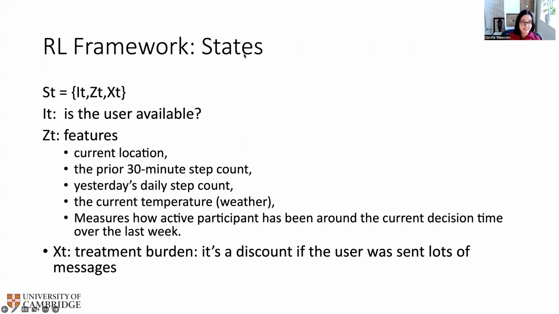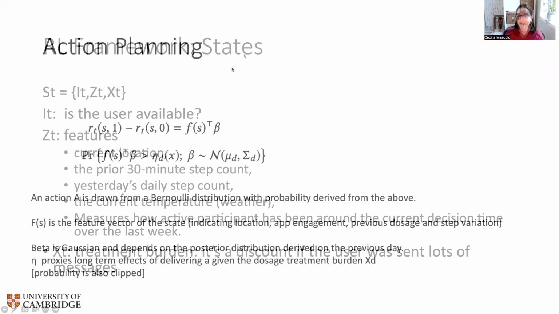In the state, they obviously considered the availability of the user, as I've already described, the current features, location, the previous step counts, yesterday's step count, the temperature, and how active the participant has been over the last week at this time. They also had this variable that if the user was sent lots of messages, they would discount the messages. So lots of little parameters that help this reinforcement learning framework.